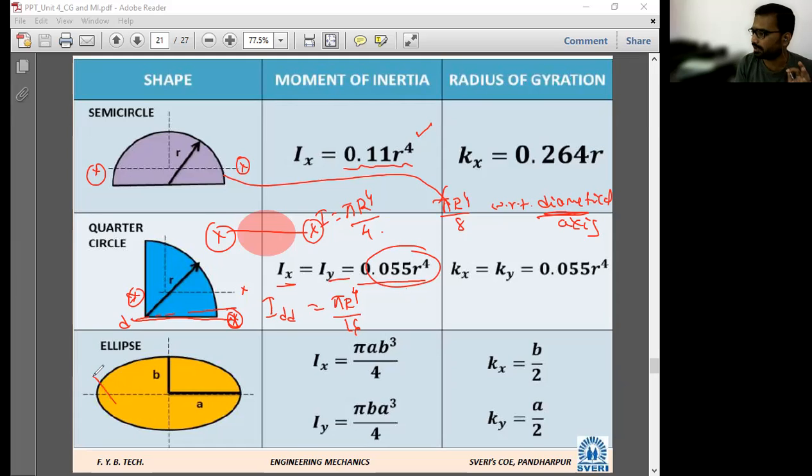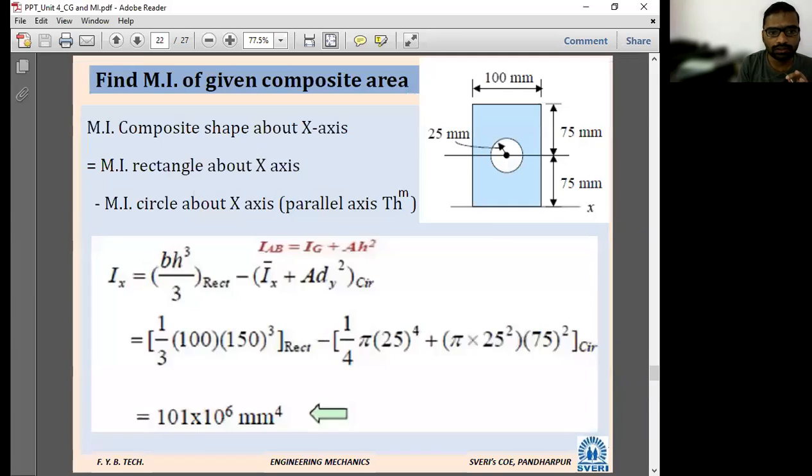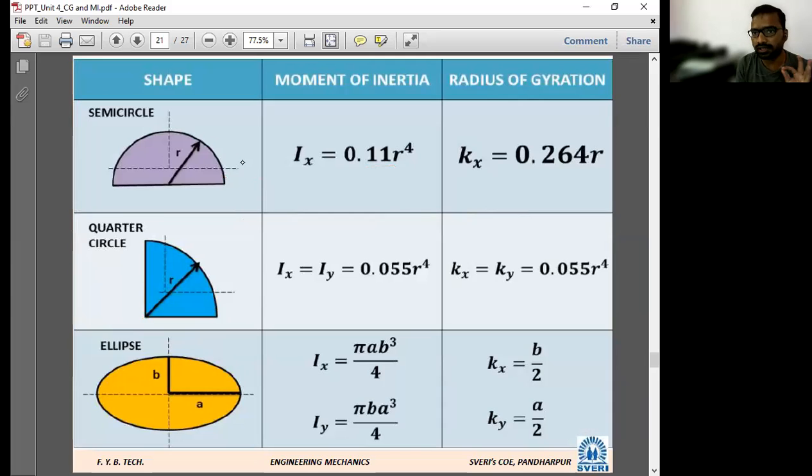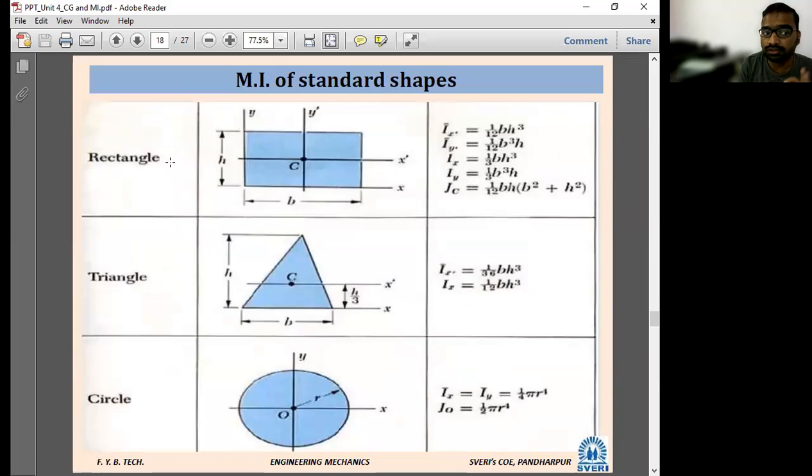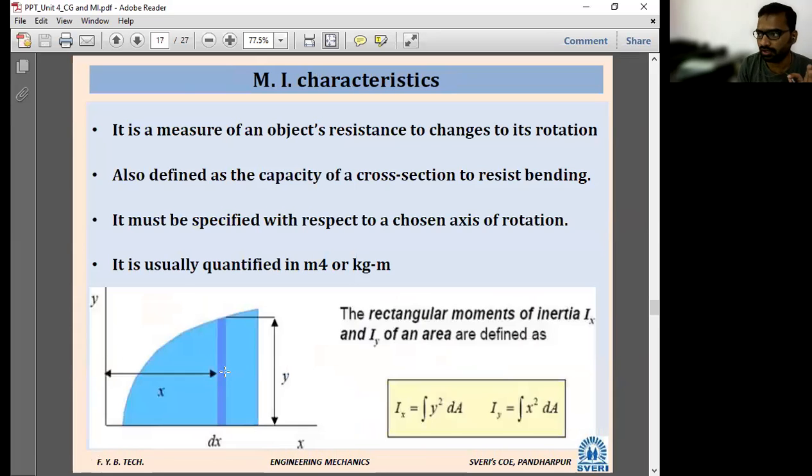Okay, you don't worry about the ellipse. Is it clear, everyone? Yes. Okay. So now you have seen standard figures. If it is a composite figure, how to solve that one? Before going for the composite figure, there are two standard theorems in the moment of inertia chapter. Those are important for your theory exam.